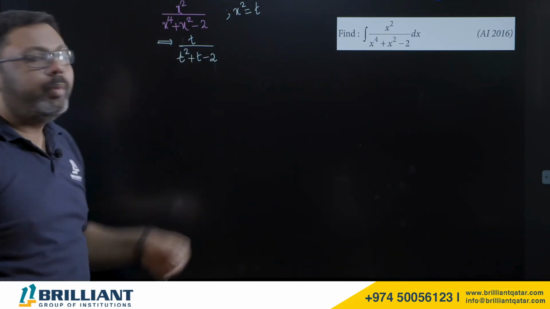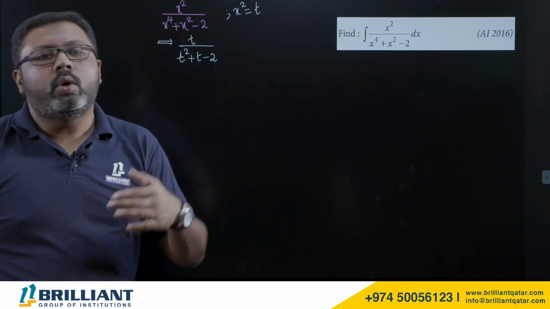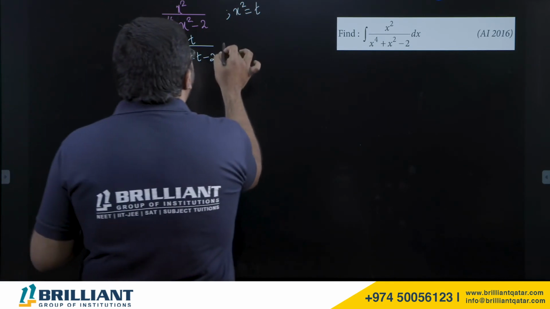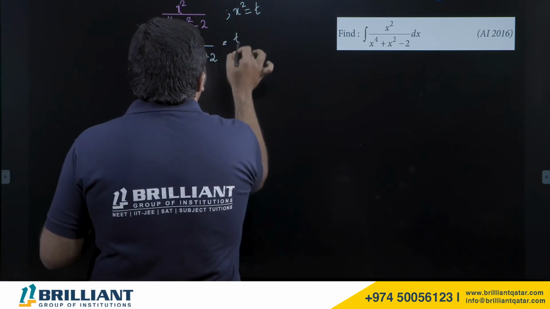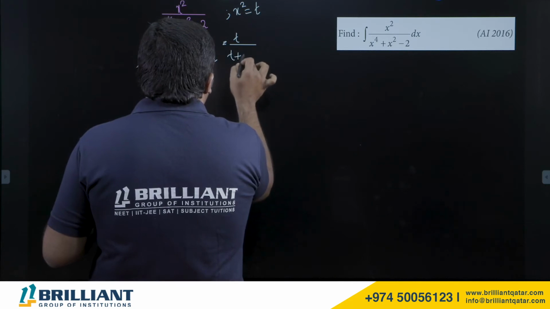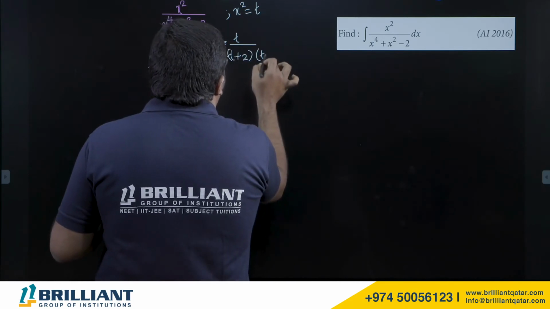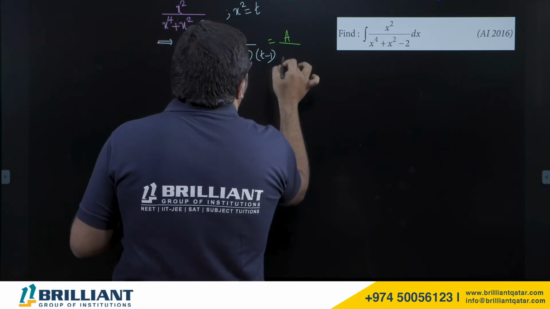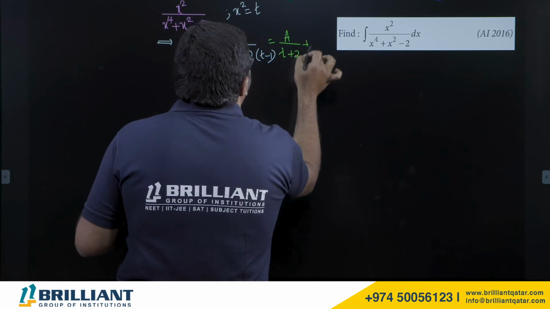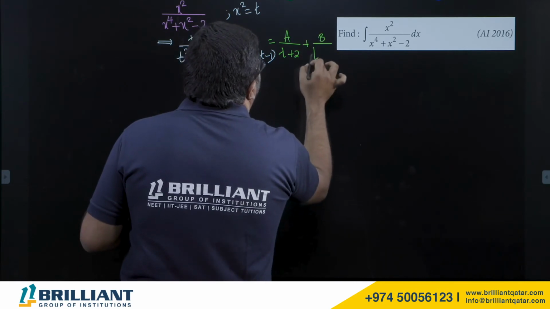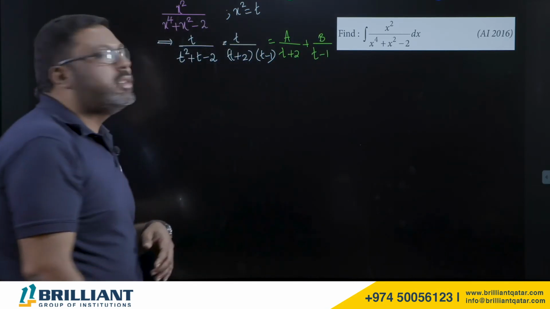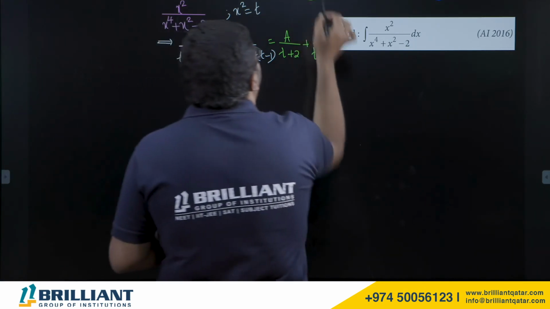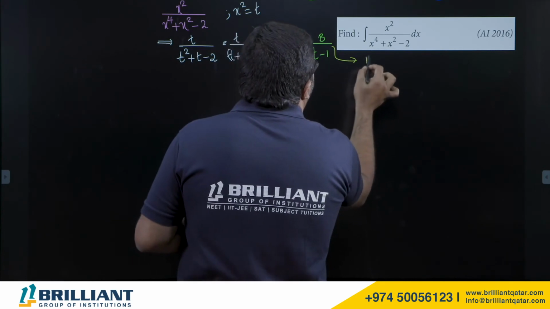Can you see that the denominator is a quadratic form? You could also use linear by quadratic here, but for me partial fractions is much easier because it can be easily factorized. It's going to be (t plus 2) into (t minus 1), and that is going to be A by t plus 2 and B by t minus 1. Call it equation number 1.